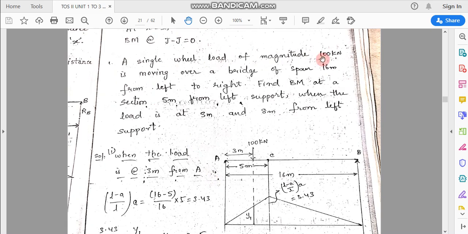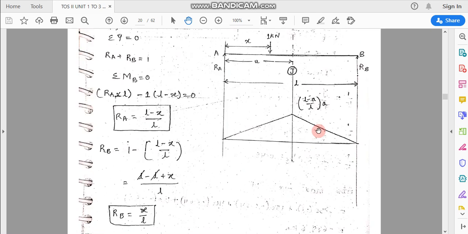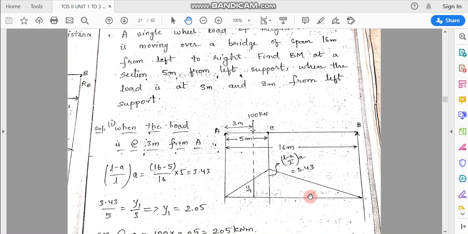A single wheel load of magnitude 100 kilonewton is moving over a bridge of span 16 meters. The span of the beam is 16 meters and it is moving from left to right. We have to calculate the bending moment at a section 5 meters from left support. Wherever we have to calculate our bending moment, we have to draw our ILD for bending moment. How is our ILD for bending moment? We have seen here, it is a triangle, and the maximum value is (L minus A) by L into A. So first we draw this triangle at 5 meters.